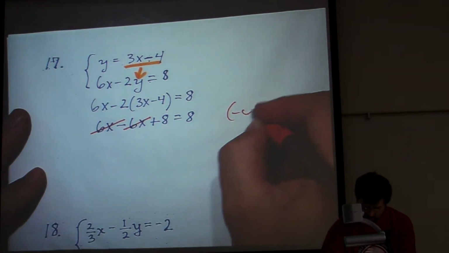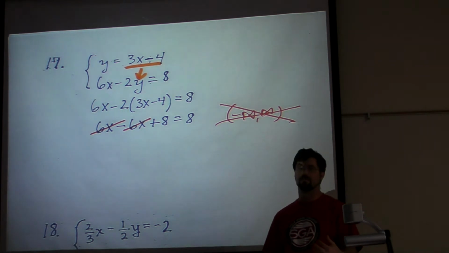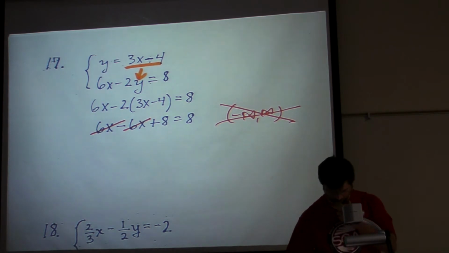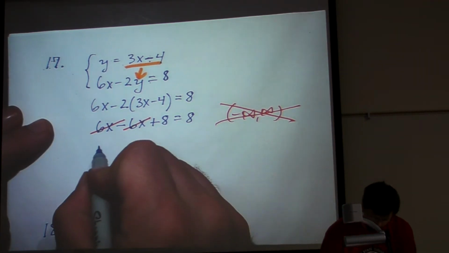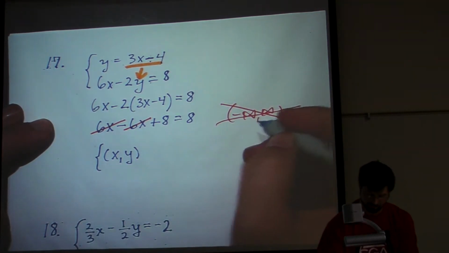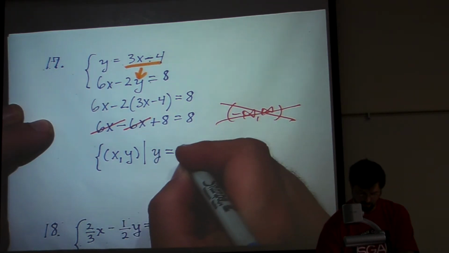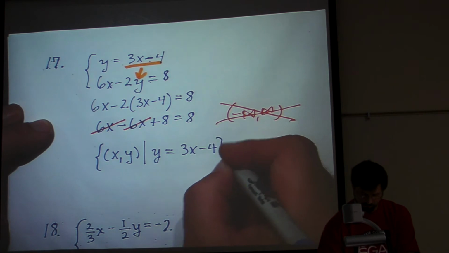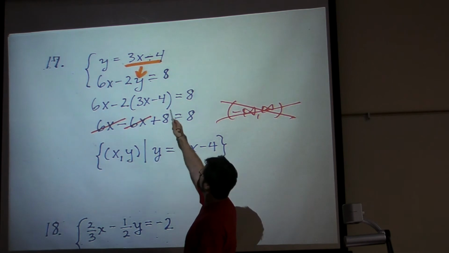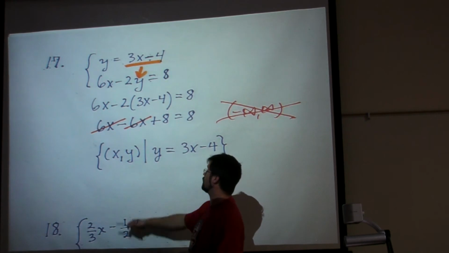But you cannot write negative infinity to negative infinity, because these infinitely many solutions are not on a number line. They're in 2 dimensions, so you have to write it as follows. The set of solutions is the set of ordered pairs such that y is equal to 3x minus 4. So basically what you're saying is there are infinitely many solutions, but they're all on that line. All right? You could also say they're all on this line.